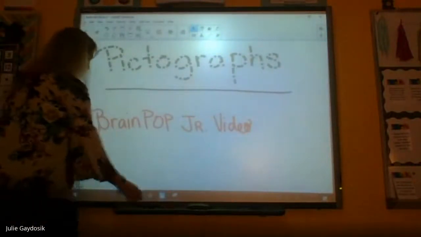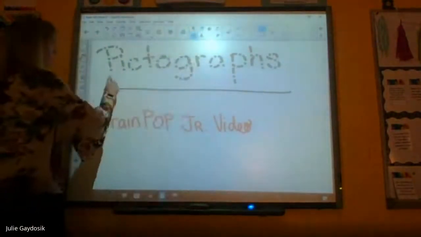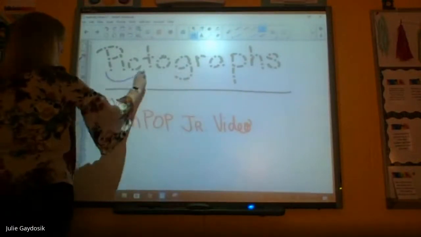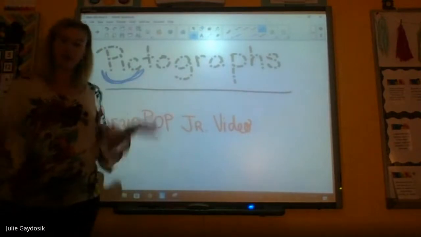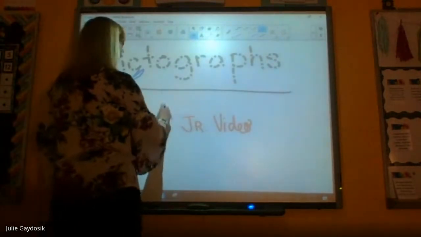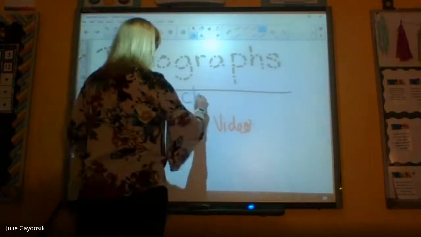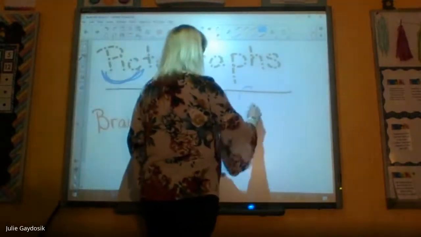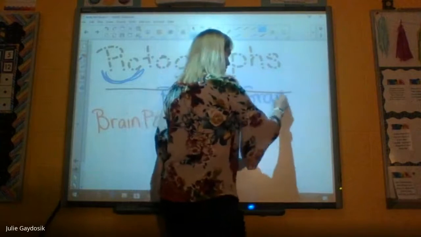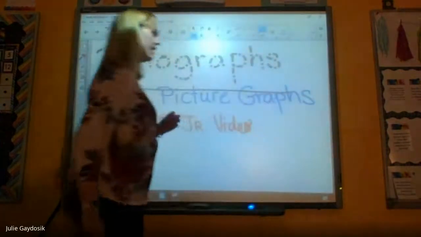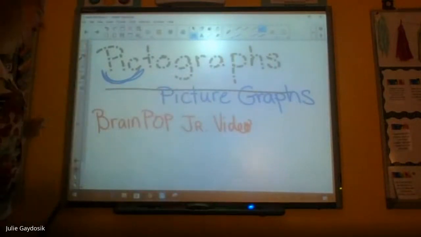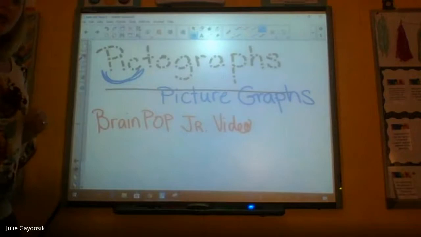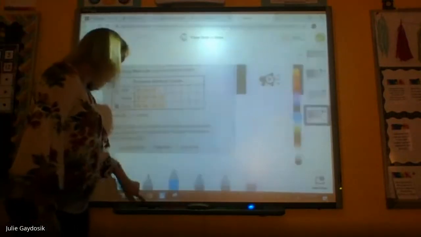Now, looking at this first word, pictograph. Looking at this first little part of the word, pic. What is pic short for? A picture, right? So a pictograph is simply a picture graph. A graph that uses pictures to organize data, okay? So a pictograph is the same thing as a picture graph. We're going to watch a quick video on BrainPop Junior about pictographs. Then we're going to do a couple examples and we'll go over your Seesaw activity for the day.